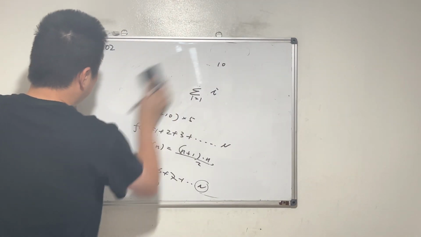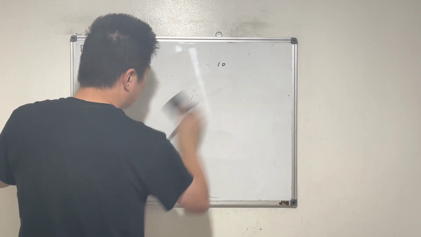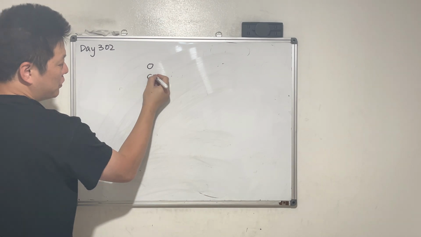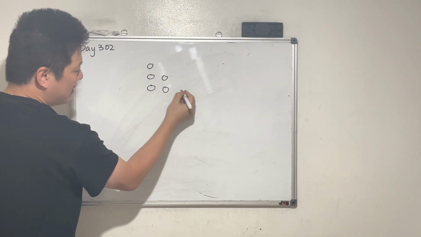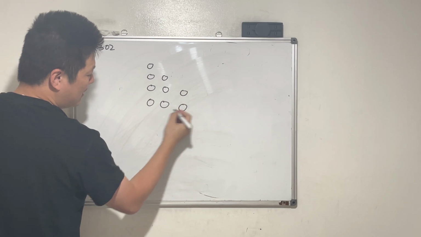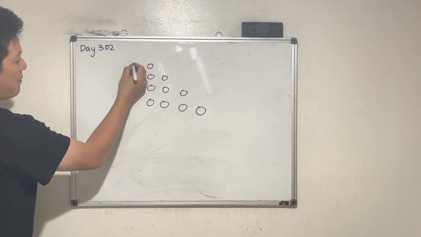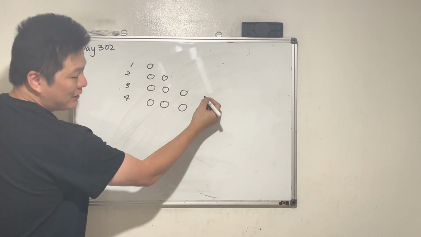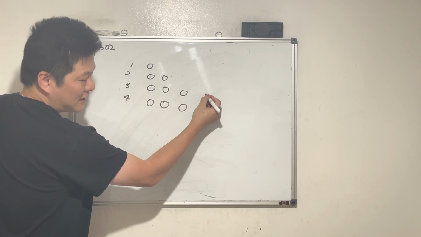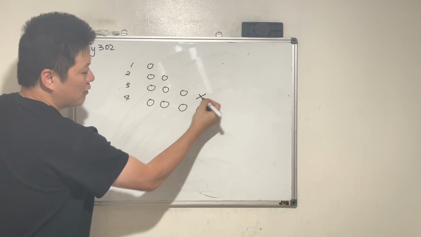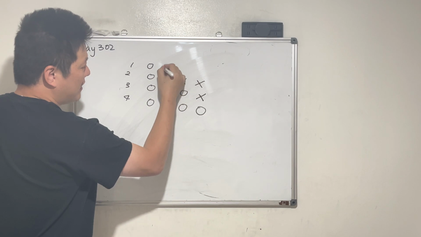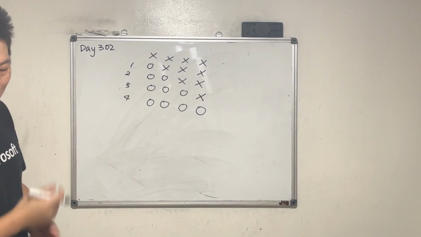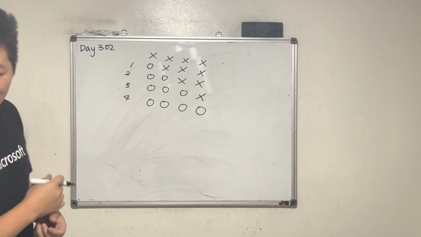Another easy way. Look, 1 plus 2 plus 3 plus 4 equals how many? 10. Look, how about if I fill this with crosses? Look, this is the magic. I fill it, and I fill one more. So what do you notice? It's equal.